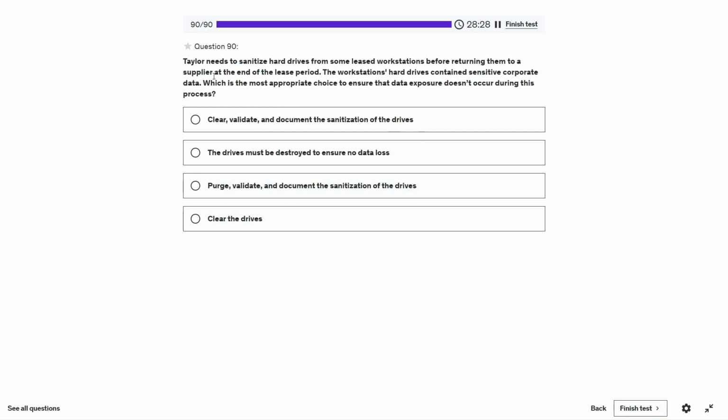So, last question. A technician needs to sanitize hard drives from some leased workstations before returning them to a supplier at the end of the lease period. The workstation hard drives contain sensitive corporate data. Which is the most appropriate choice to ensure that data exposure does not occur during this process? So you need to completely purge it.